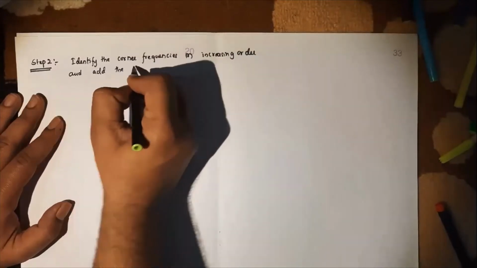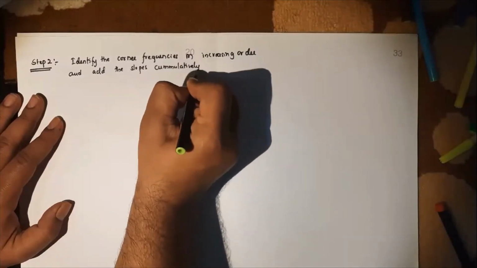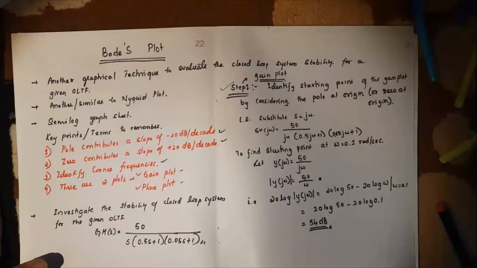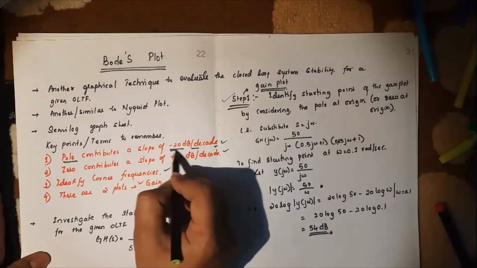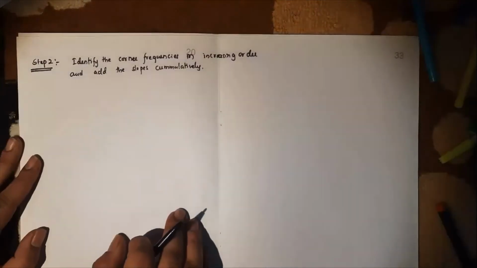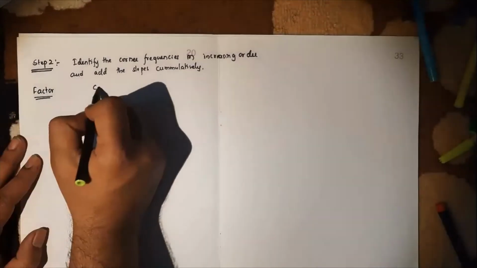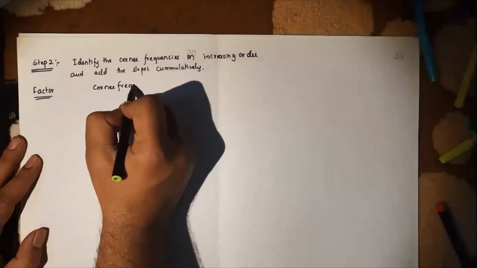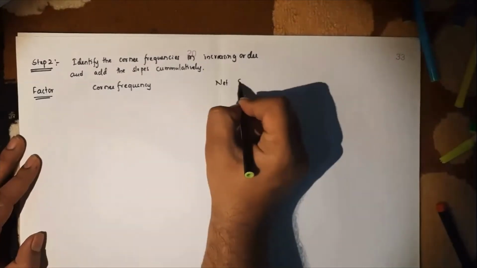Identify the corner frequencies in the increasing order and add the slopes cumulatively. So what does this mean? What is corner frequency? Okay, so please remember this. Pole is minus 20 dB per decade and a zero is plus 20 dB per decade. I will make a small table. I'll write the factor, then corner frequencies, then the net slope.